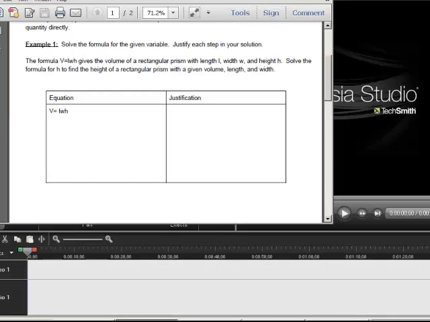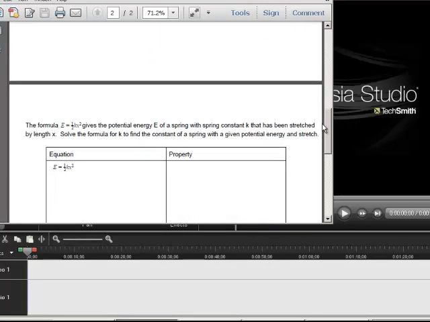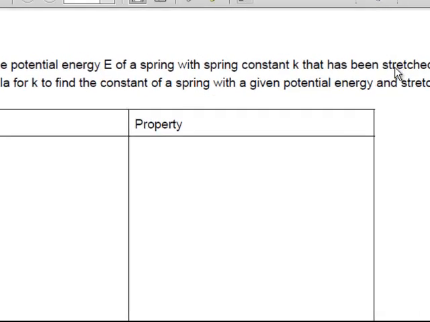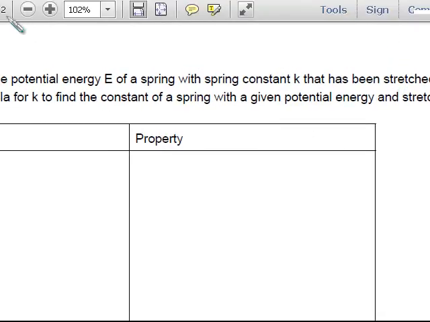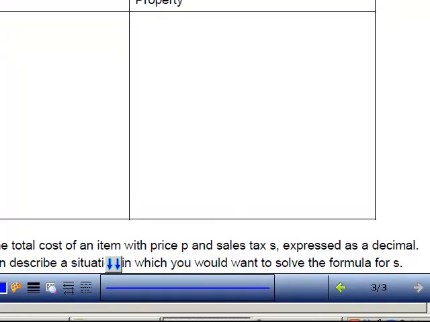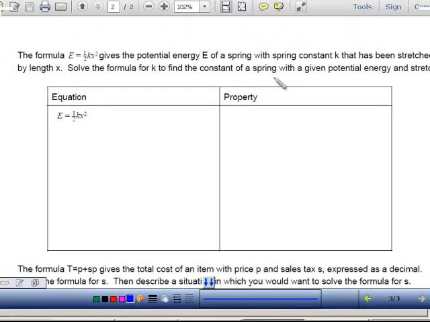Alright, let me flip over to the next page. And the next one is the formula E equals 1/2 kx squared gives us the potential energy E of a spring with a constant k that is being stretched by a length x. Solve the formula for k to find the constant of the spring with a given potential energy and stretch. So this is the formula. They want us to solve for k.